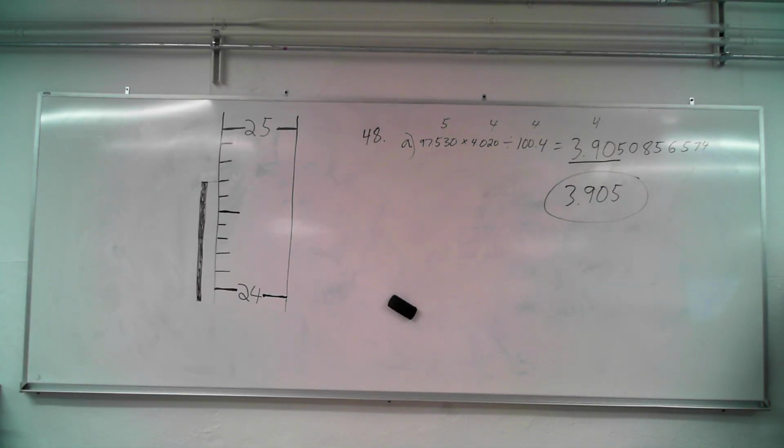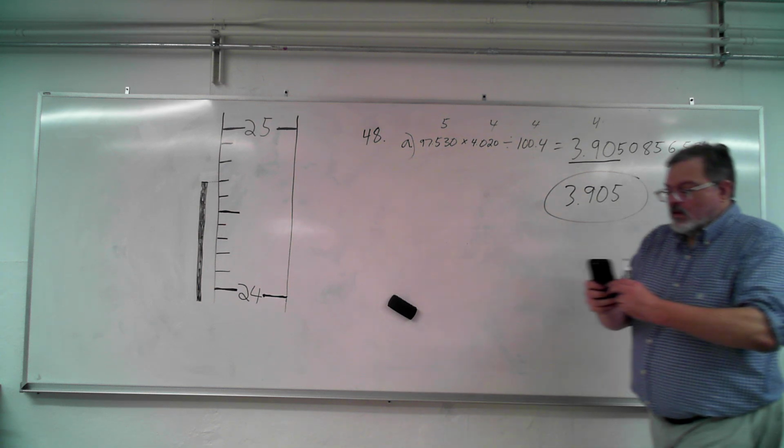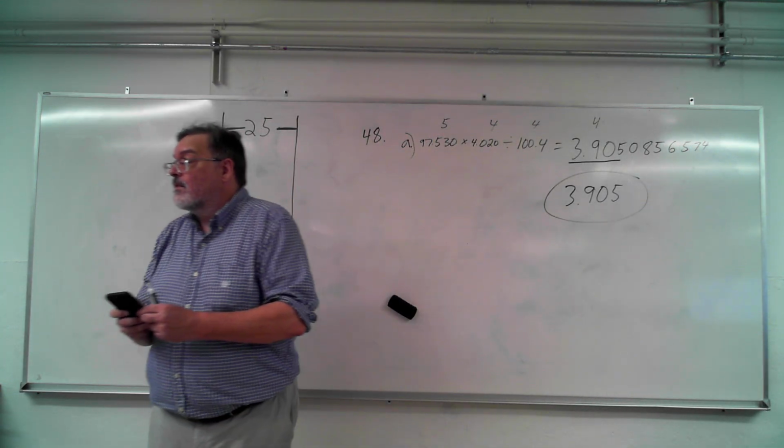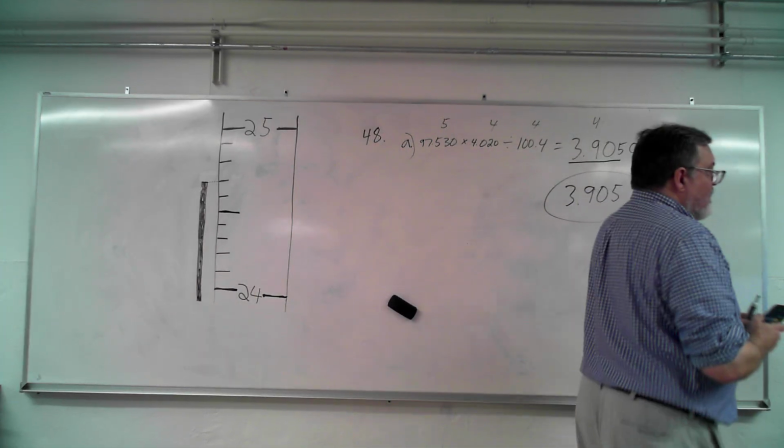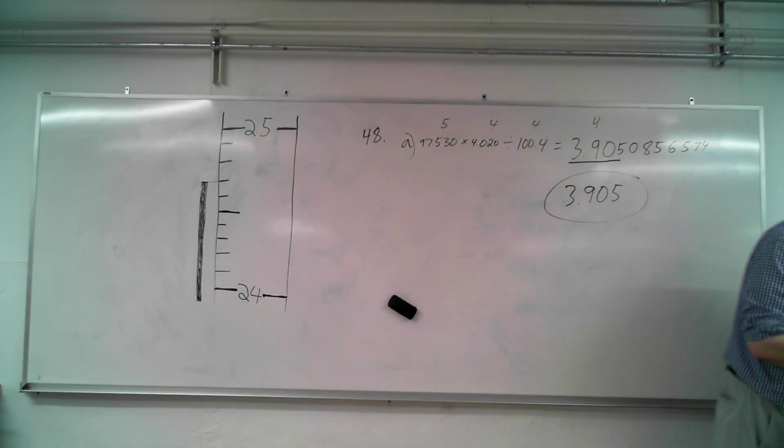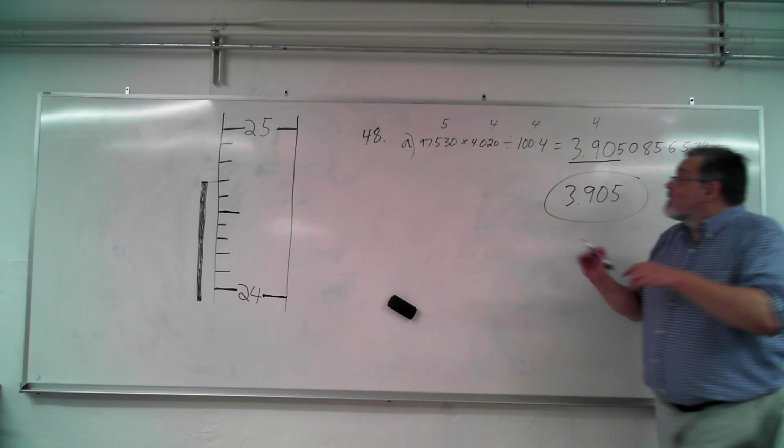I'm going to double check what I put in here. I did something wrong. 97.530, 4.020. I punched the wrong key or something. I'm pretty sure that's wrong. Anybody else calculate this? It's because on there it says 100.04 and you wrote 100.4. Yes, that's what it is.